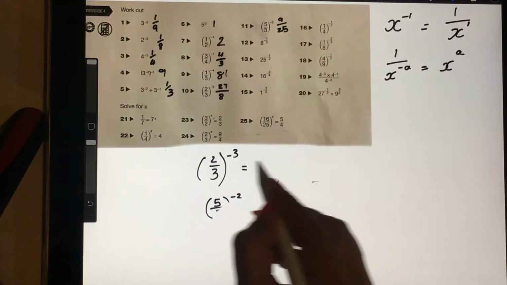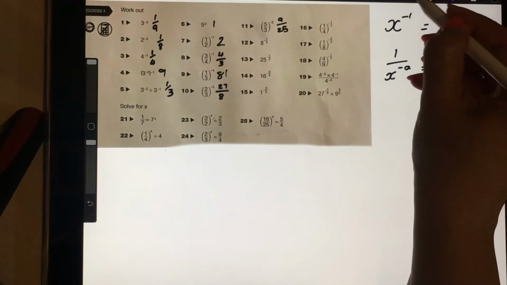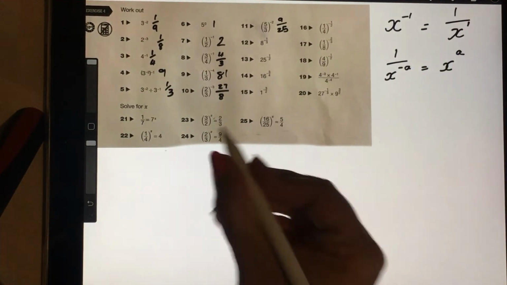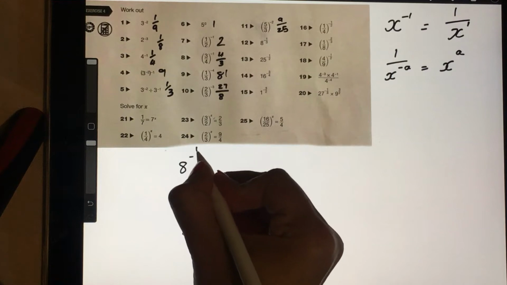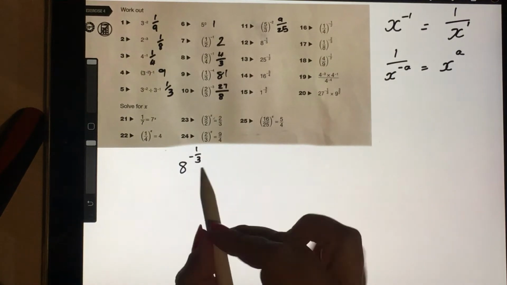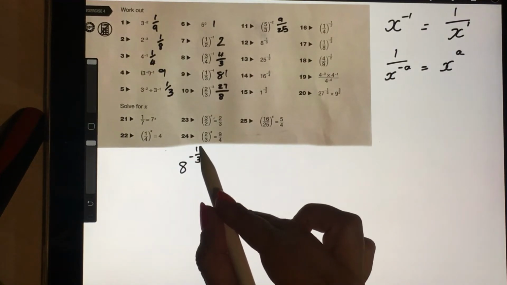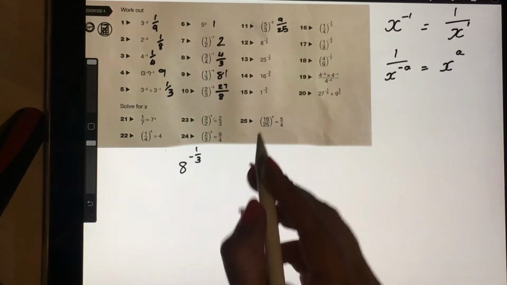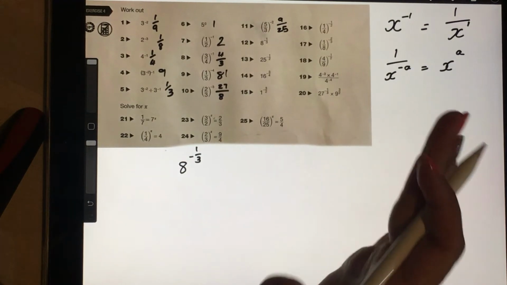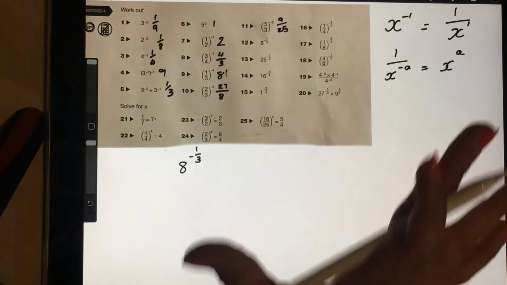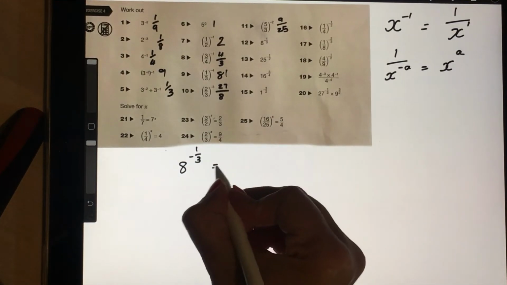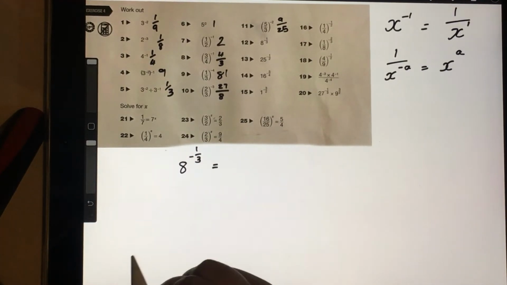Right, that brings us to number 12. Number 12 is 8 to the power of negative a third. Now this is where we combine a negative indice with a fractional indice. I always recommend do one step at a time. Do not try to do everything at once. So first of all, get rid of the negative.